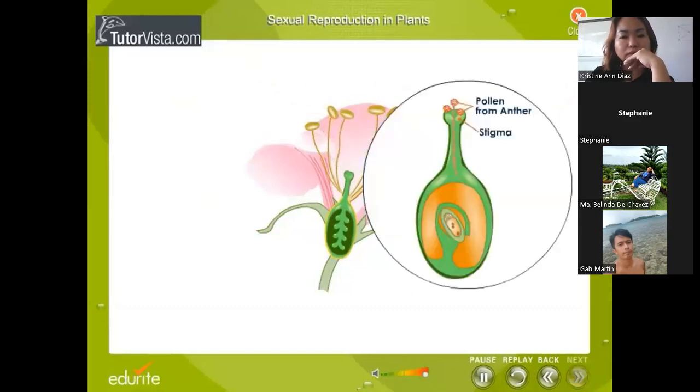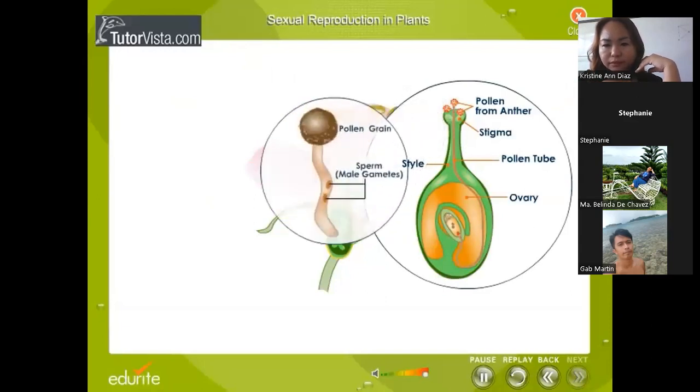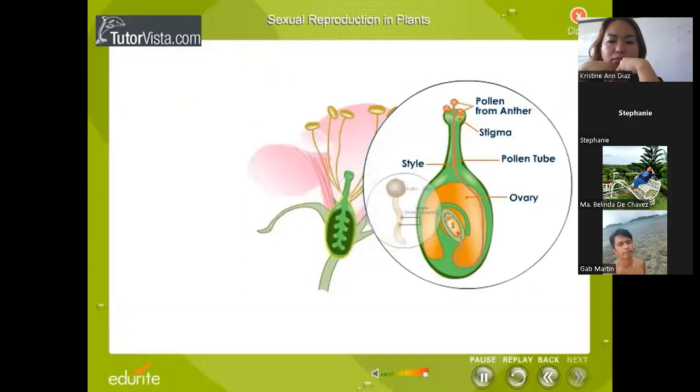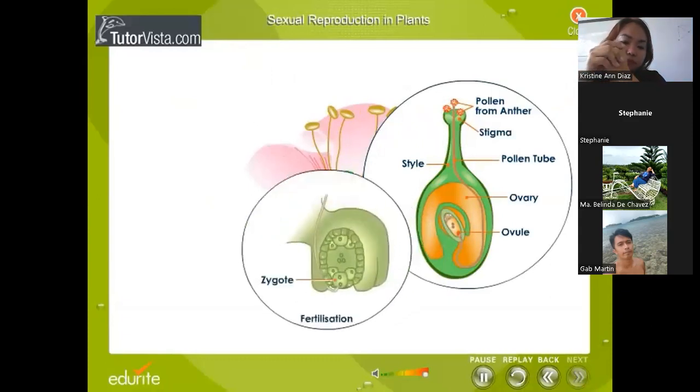Pollen trapped by the stigma germinates to produce a long tube, which travels down the style and enters the ovary. The pollen tube contains the male gamete. The male gamete fuses with the female gamete in the ovule. This process of fusion is called fertilization. The zygote develops into what is commonly called the seed.